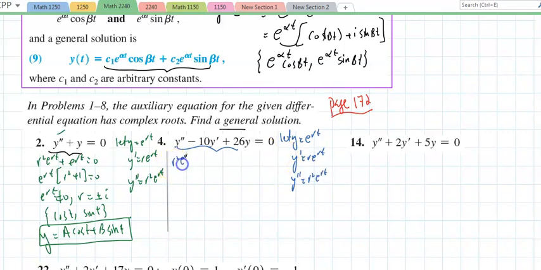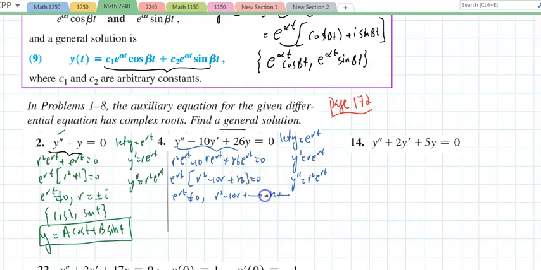r squared e to the rt minus 10 r e to the rt plus 26 e to the rt equals 0. Factor e to the rt out, and you're left with r squared minus 10r plus 26 equal to 0. e to the rt can never equal 0. It must be that r squared minus 10r plus 26 equals 0. I'd rather complete the square than use the quadratic formula. You could use whatever you want.